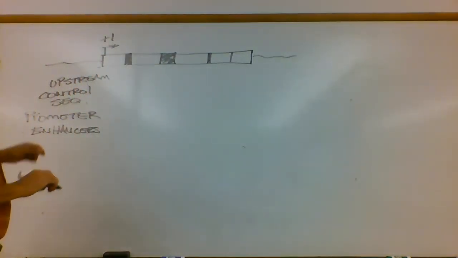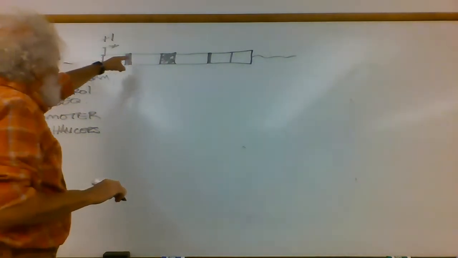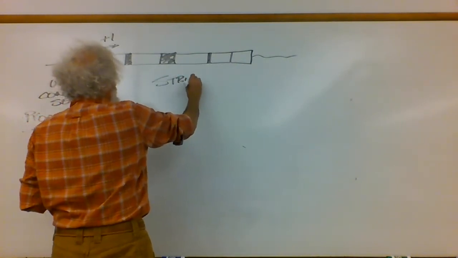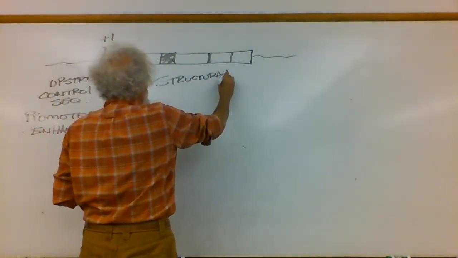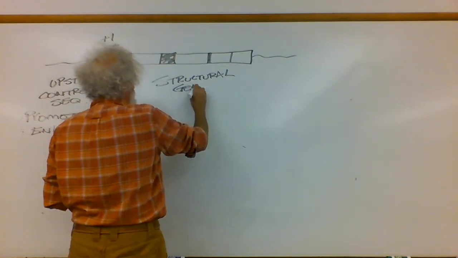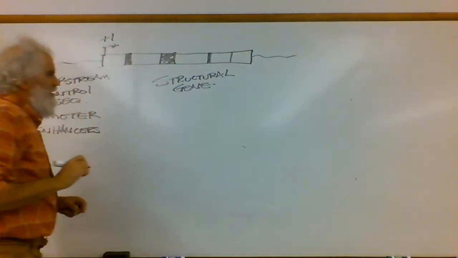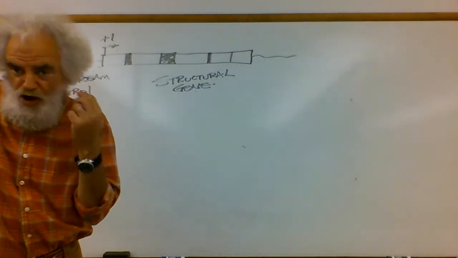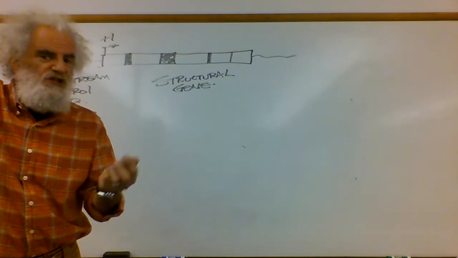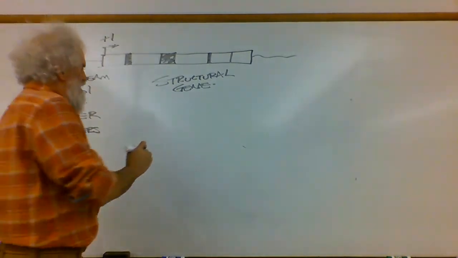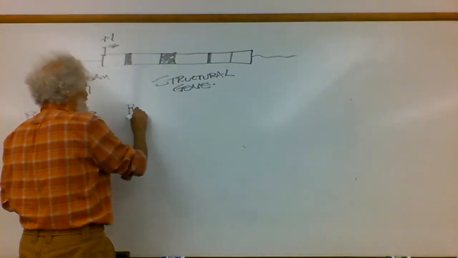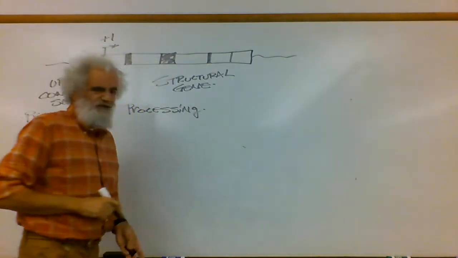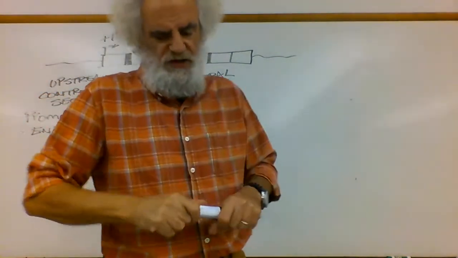And so we refer to this as the structural gene. And it produces an RNA that is unprocessed, essentially the pre-messenger RNA. So we're then going to have processing.